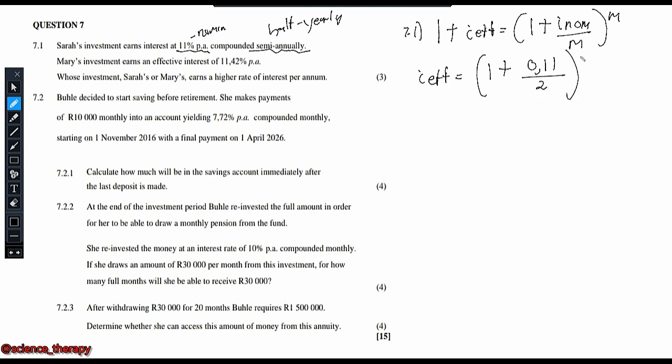Right, so if we have 2 here, we know that we must also put 2 there. So for semi-annual, it's a 2 here and a 2 there. For quarterly, it's a 4 here and a 4 there. And then for monthly, it's 12 here and a 12 there, right? So always remember that.